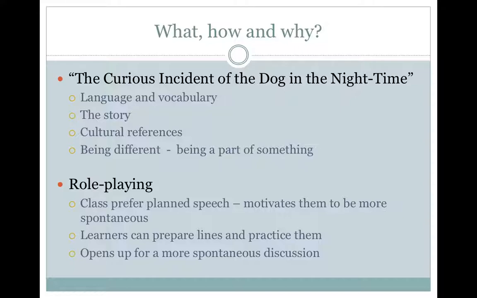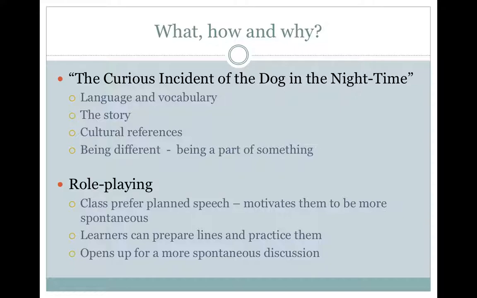I think they'll be able to relate to a boy who wants to find out who killed a dog, but also a boy who has trouble connecting to his parents. And I think they'll want to know what happened to the mother. So I think it's going to be a very engaging read for them.